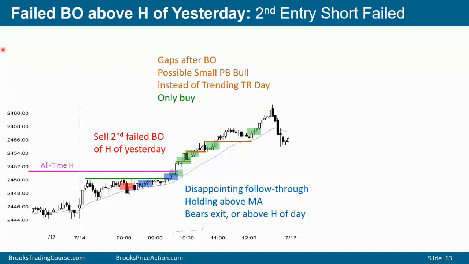Bulls would buy all of those little bull flags looking for another leg up. And at the end of the day, some bears would sell for a scalp down and the bulls would exit. This is a buy the close finish, probably starting a little bit too early, starting around noon. Normally, a buy the close finish has to start closer to 12:30 if it's going to make it to the end of the day. If it starts too early, it usually reverses.